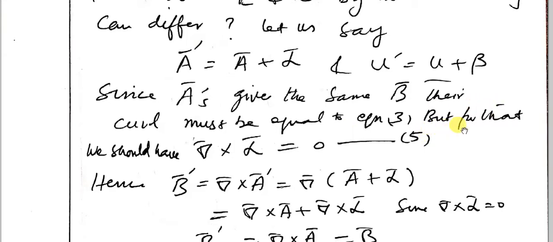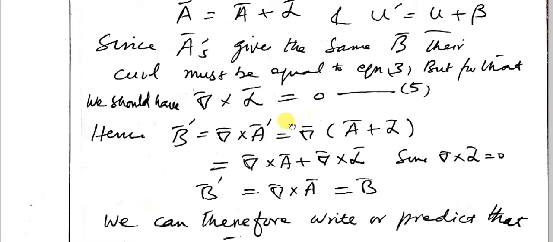For that we should have curl of alpha equal to 0. This is equation number 5. In order to have the same field, B equal to curl of A, taking the curl of both, curl of A prime is equal to curl of A plus curl of alpha. In order to show that this corresponds to the same original field, B prime equal to B, the curl of alpha must be equal to 0. This is the condition we apply.